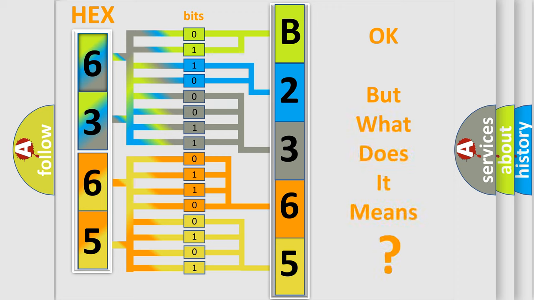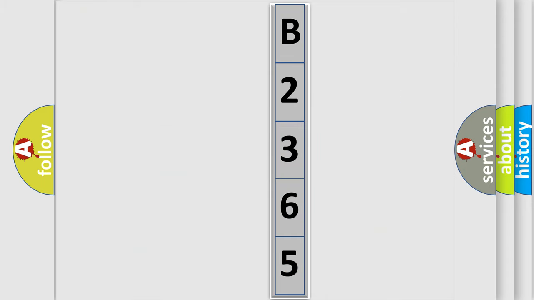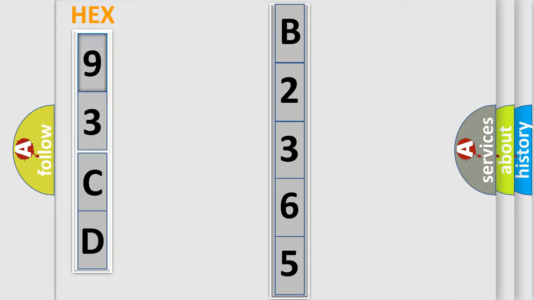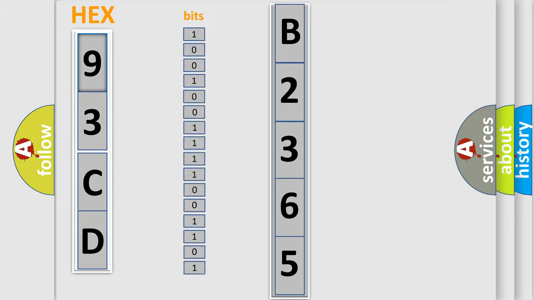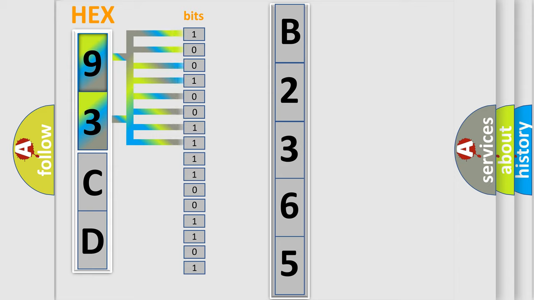The number itself does not make sense to us if we cannot assign information to what it actually expresses. So, what does the Diagnostic Trouble Code B2365 interpret specifically for Saab car manufacturers? The basic definition is actual increase of engine torque high. And now this is a short description of this DTC code.